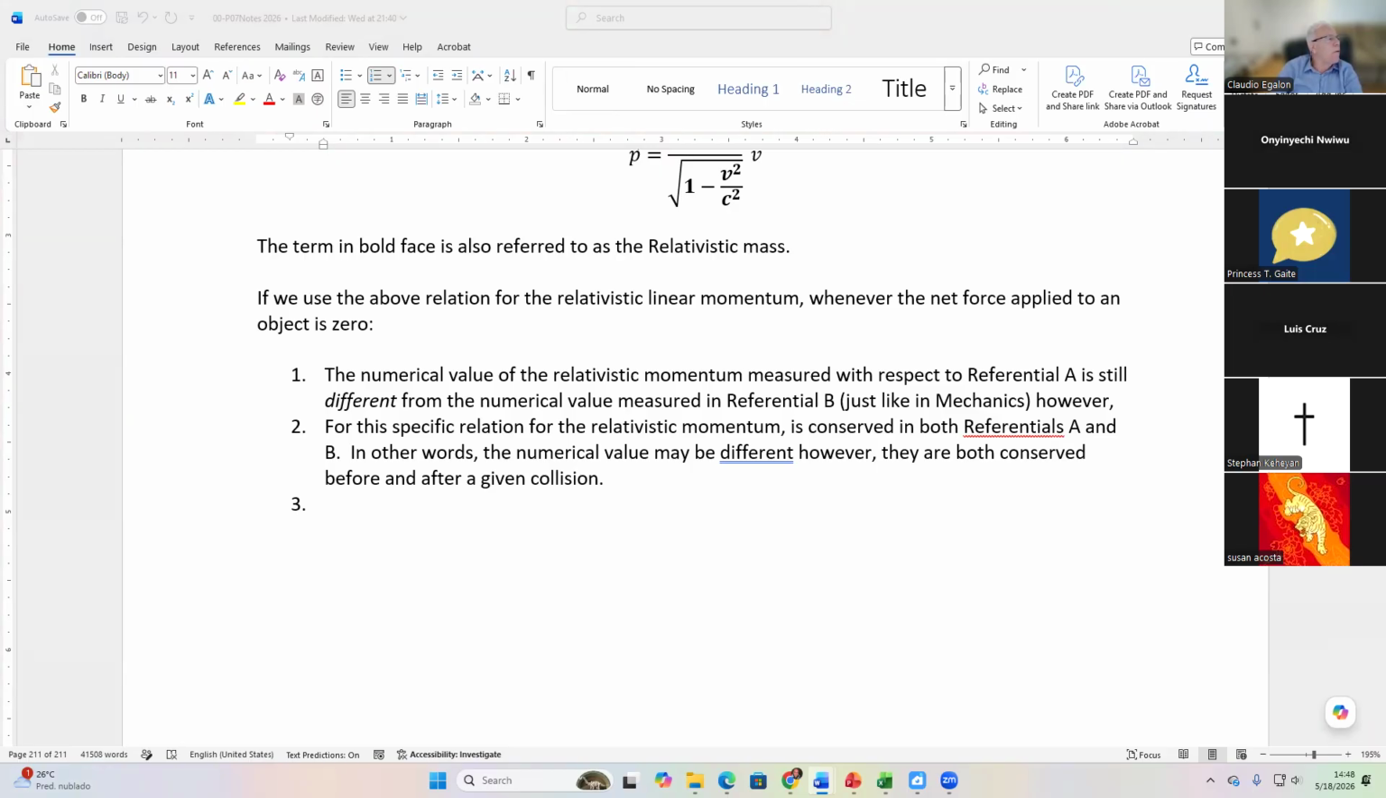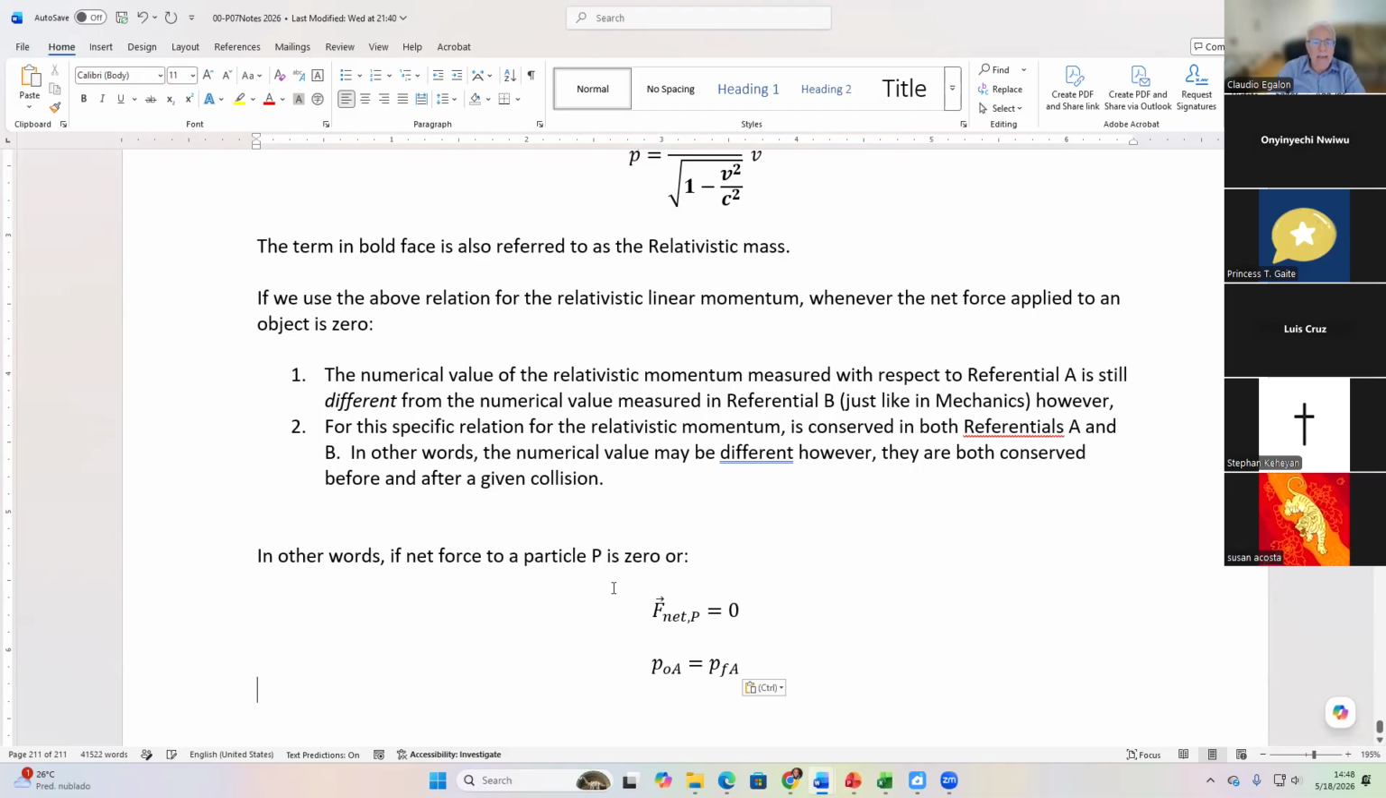And I'm going to put that according to my notation. Net force applied to an object P, to a particle P, is zero. If the net force applied to a particle P is zero, then we do have that the initial linear momentum according to referential A is going to be equal to the final linear momentum as measured by referential A.